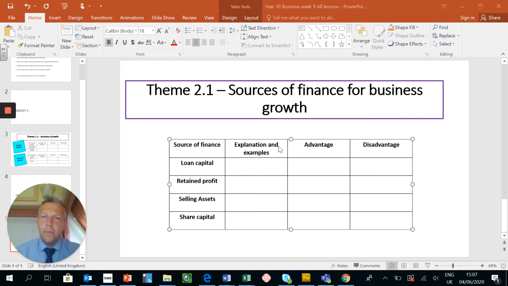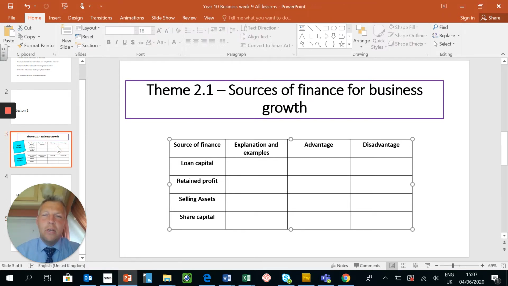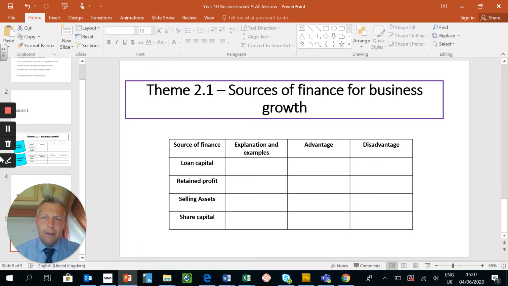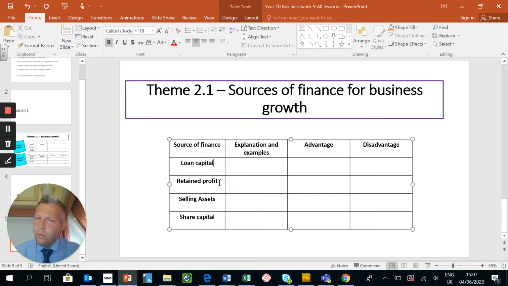So we're going to be looking at theme 2.1, sources of finance for business growth. Last lesson we looked at the actual business growth part, where we looked at organic and inorganic growth, the different types there. Today we're going to look at how businesses can fund that, how they can finance the growth of the business. We're going to look at 4 sources of finance.